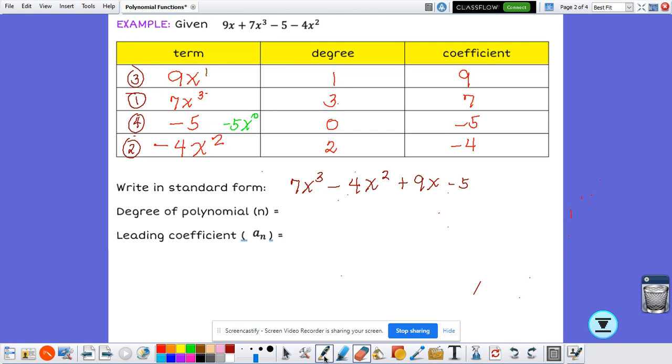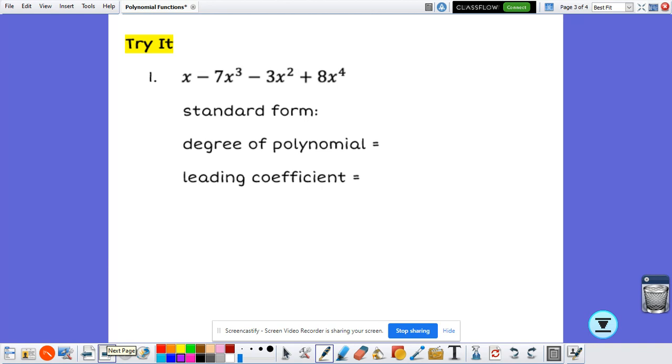Now, the degree of this polynomial is the highest degree of any term. So your highest degree here is 3. So the degree of this polynomial is 3. And the leading coefficient, so we are basically looking at the first term of the polynomial when it is written in standard form. So the degree is 3 and the leading coefficient is 7. Go ahead and try this on your own. Pause this video and try this problem on your own.